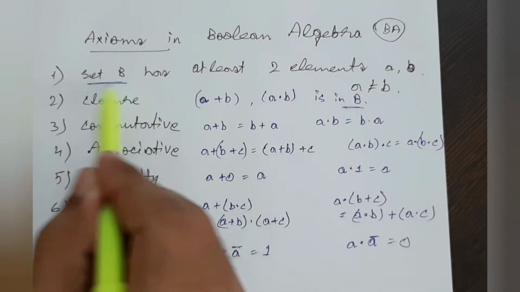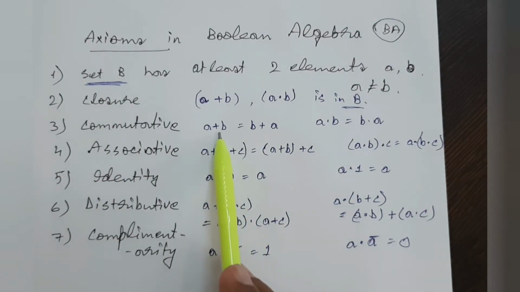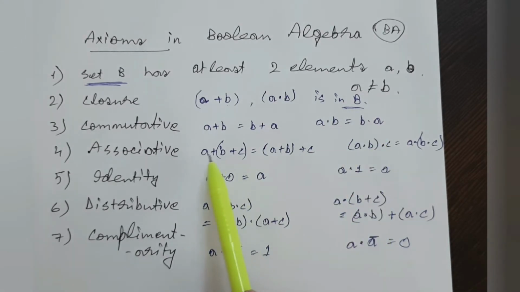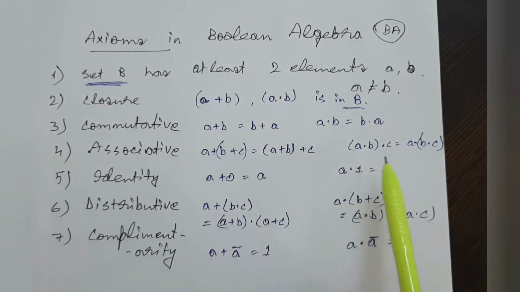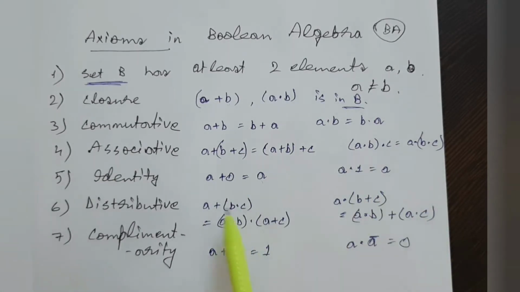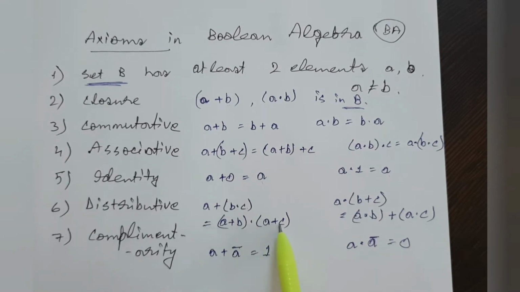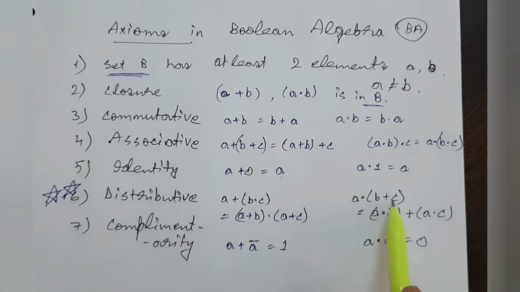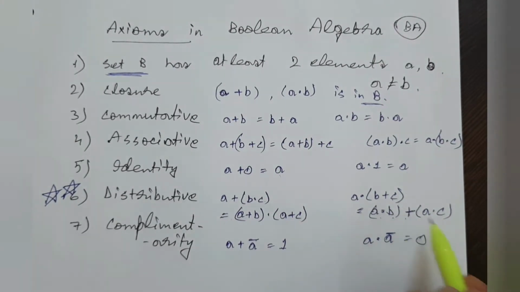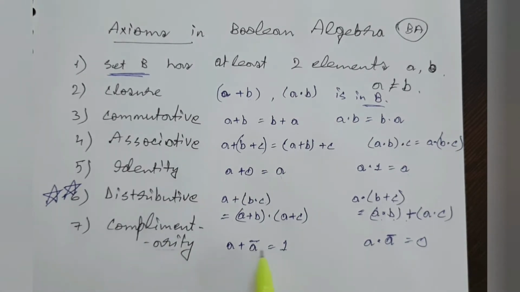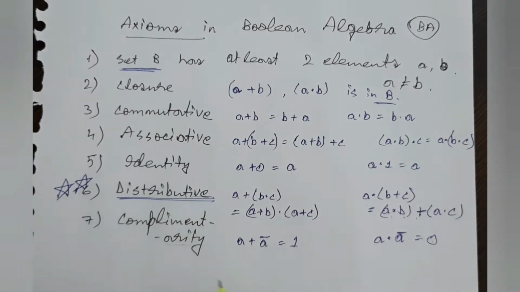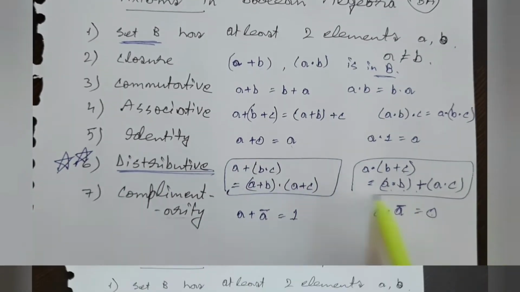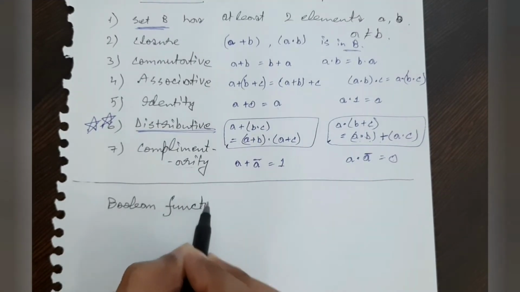So here they are. Closure: A plus B, A dot B is in set B. Then commutative: A plus B is equal to B plus A, A dot B is equal to B dot A. Associative: A plus B plus C is equal to A plus B plus C, you can group them in any way you want. Identity: A plus 0 is A, A dot 1 is A. Distributive: A plus B dot C is equal to A plus B dot A plus C, and A dot B plus C is equal to A dot B plus A dot C. This distributive property is very important. Then complementary: A plus A bar is equal to 1, A dot A bar is equal to 0. Read the plus sign as logic OR and dot sign as logic AND.